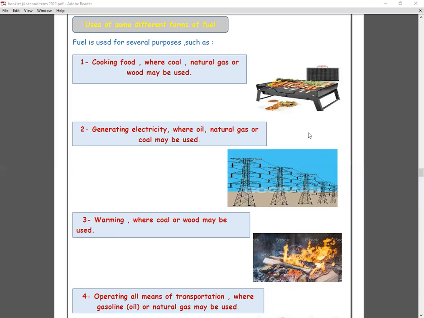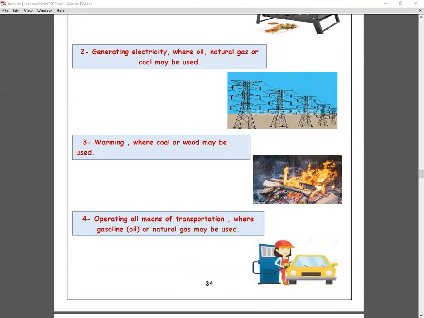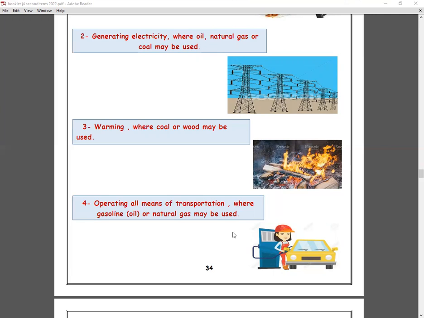Number three, warming. We can feel warm by using only two of the four forms, so we can use wood and coal only to feel warm. Finally, operating all means of transportation, like cars, buses, minibuses, and so on. We can make the transportation move by using gasoline or oil. Gasoline is oil, both of them are the same, okay? So we can say gasoline or oil and natural gas, both of them are used to operate the transportation, okay?